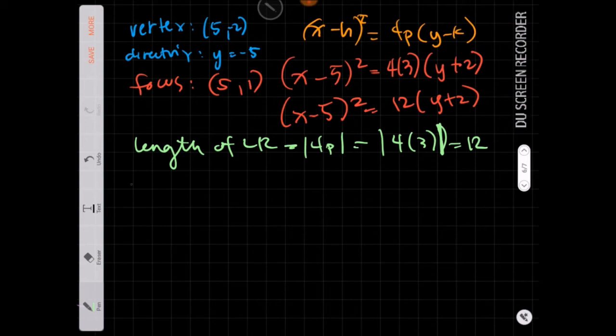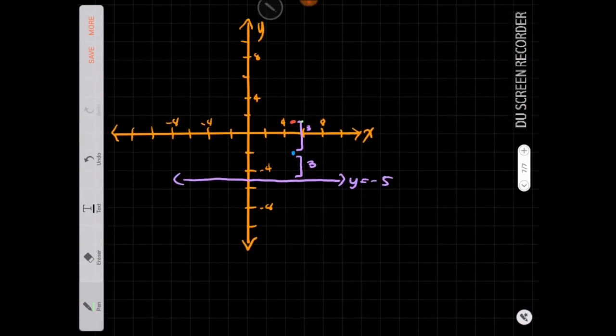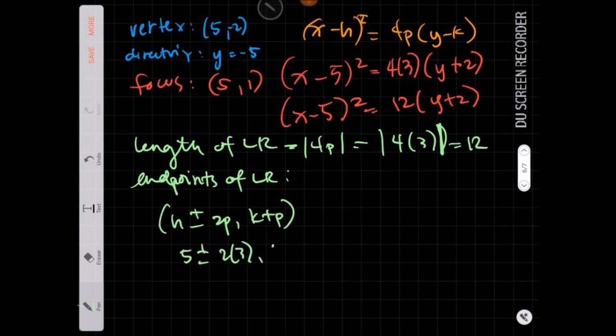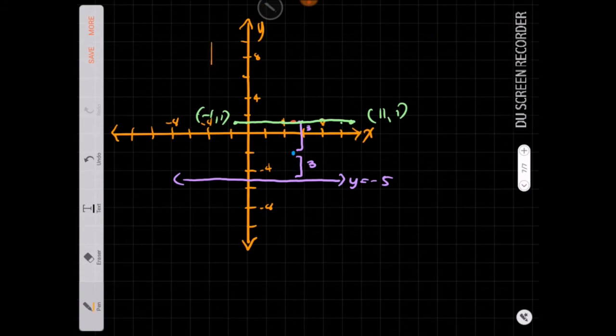Let's explore further. The length of our LR is the absolute value of 4p, which is 4 times 3, or 12. This means that the endpoints of our LR is 6 units to the right and 6 units to the left. Specifically, the coordinates are 11, 1 and negative 1, 1. We can also get this by substituting the values to h plus or minus 2p, k plus p, or 5 plus or minus 2 times 3, negative 2 plus 3. This is equal to 11, 1 and negative 1, 1, which is similar to the points we obtained. We can now draw the parabola.